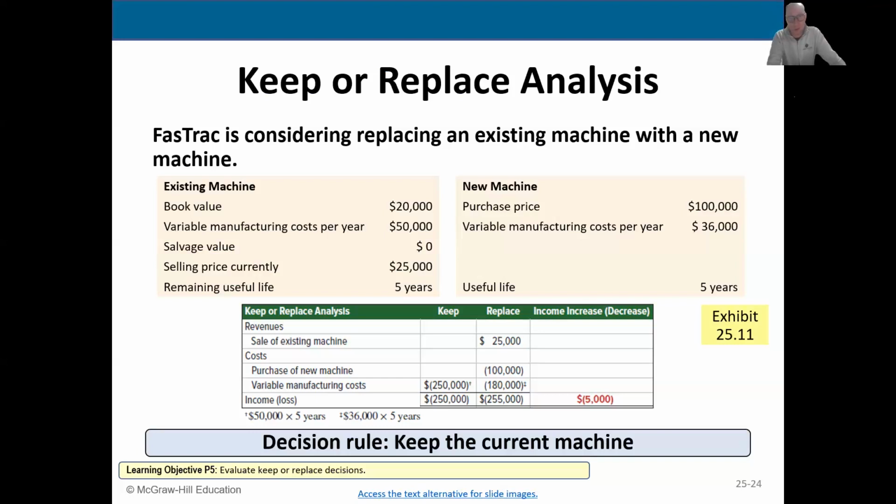So I run out the keep versus replace. If I keep it, my income gets hurt by 250,000 variable cost. If I replace it, my sale goes up because I earned the 25,000 from the sale of the old machine. But at the purchase price of 100, variable cost 180. So the income loss would actually be 255 if I replace it. So in this example, I'm keeping the existing machine. I'm going to lose less by keeping.